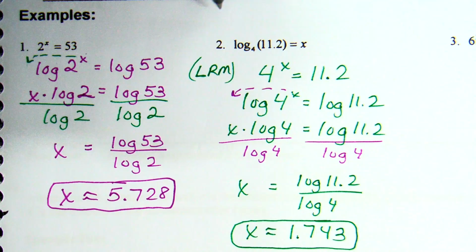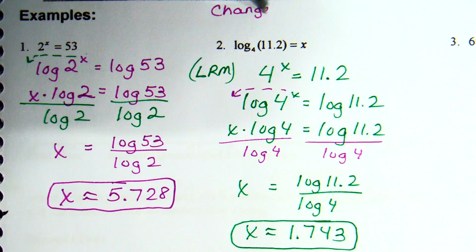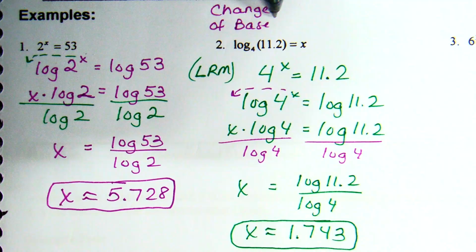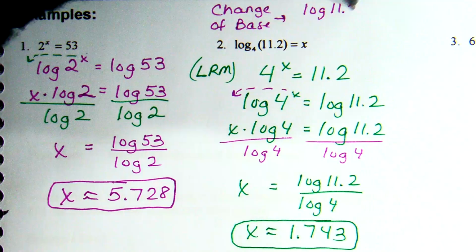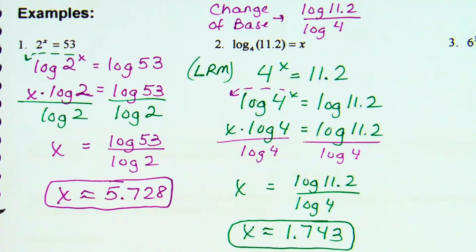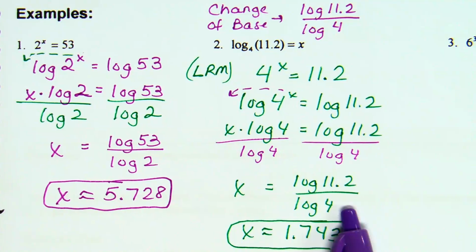What does the change of base rule say about something like this? Natural log or regular log, and it's the log of 11.2 divided by the log of 4. So it's the log of the insides divided by the log of the base. Isn't that exactly what we ended up doing the long way? So could you have done that if you caught it?